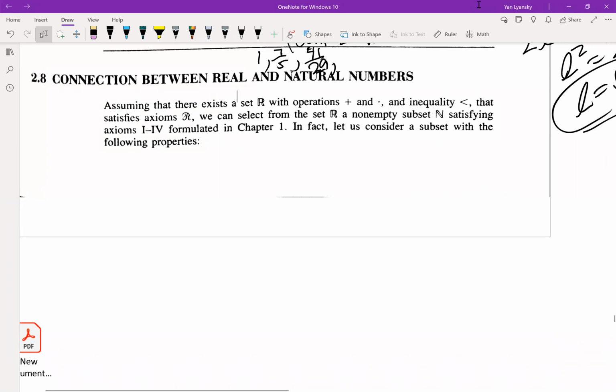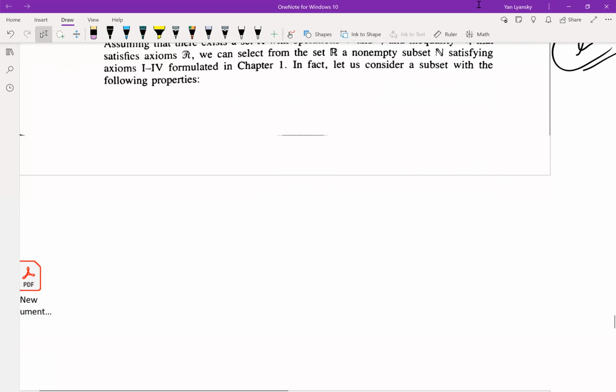All right, so this is outlining the connection. Real numbers come from these axioms. And then we have a subset that satisfies only axioms 1 through 4. And those are your natural numbers, right?